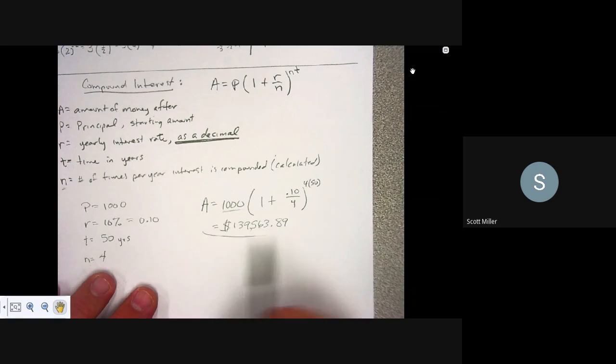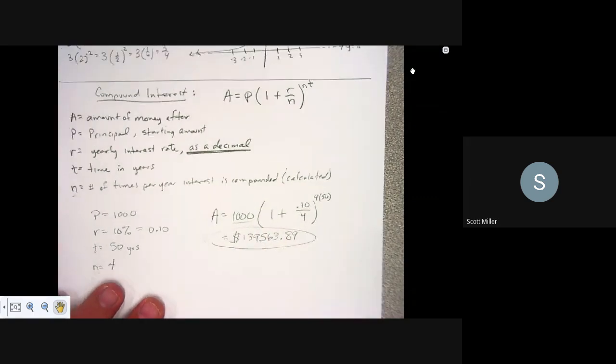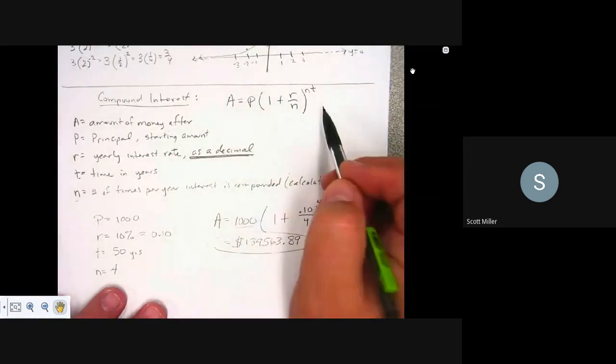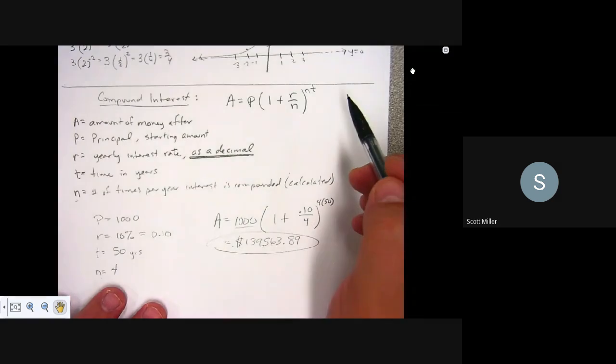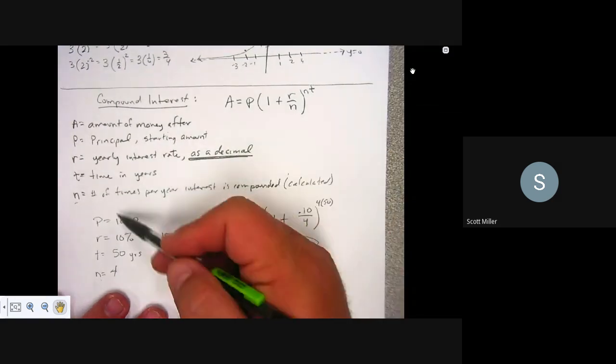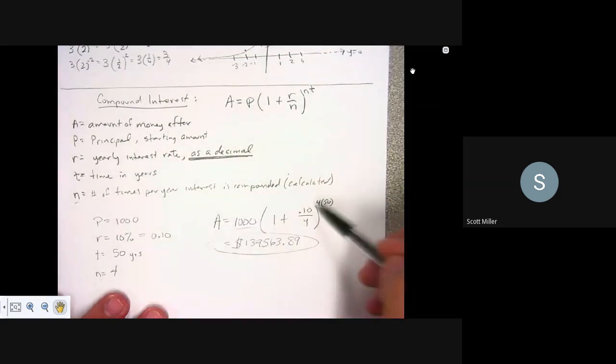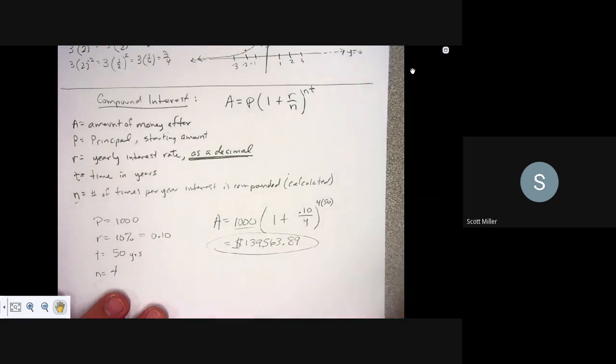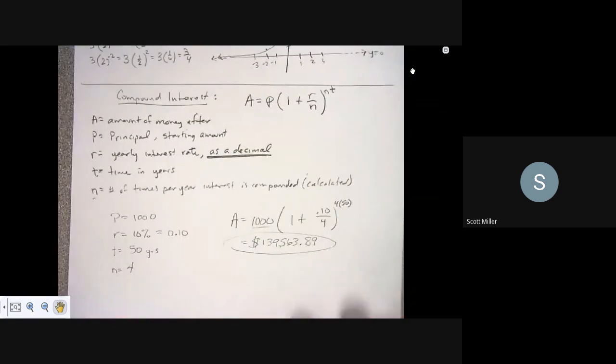So that's what you're going to be asked to do using this formula. Again, I'm not going to ask you to memorize the formula. I will give it to you on the next test. This will be a test question. But you need to know how to find the numbers and plug them into the formula correctly. So more examples will be done in class. And there you go.